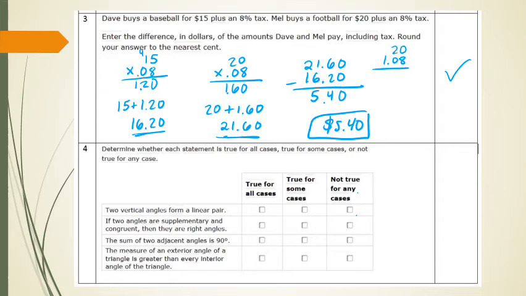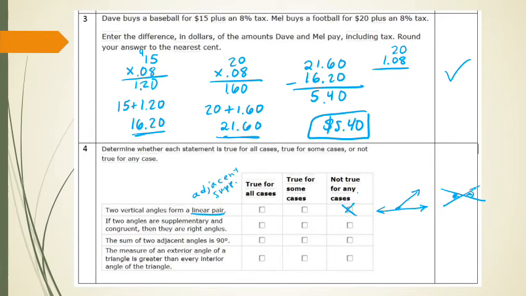For number 4, we're going to determine if each statement is true for all cases, some cases, or not true for any case. So two vertical angles form a linear pair. When we talk about a linear pair, we're talking about two angles that are adjacent that create a supplementary relationship. And so unfortunately, vertical angles are not adjacent, they're opposite from each other. This is a pair of vertical angles, for example, right here. And so this is not going to be true for any cases. Again, a linear pair needs to be angles that are adjacent and that are also supplementary. So they add up to 180 degrees.